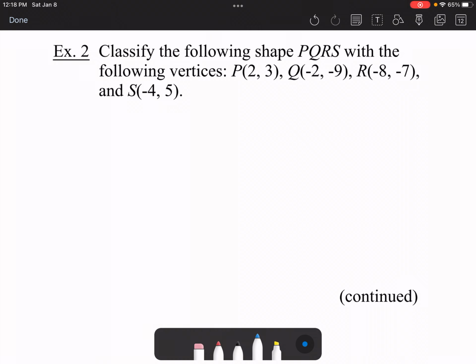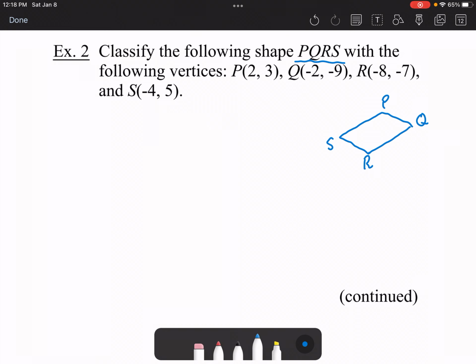Whenever they talk about a shape PQRS, it actually means that the letters PQRS go in a cycle like this. That's not saying this is exactly what it looks like, but it means you can determine which ones are the actual side lengths here.